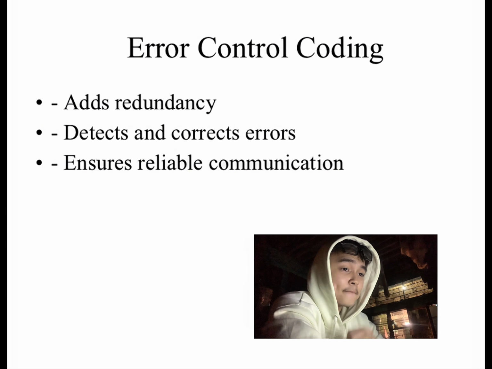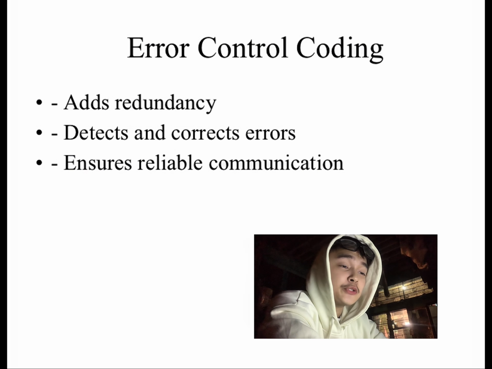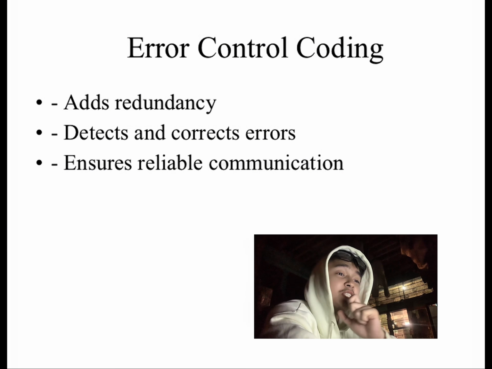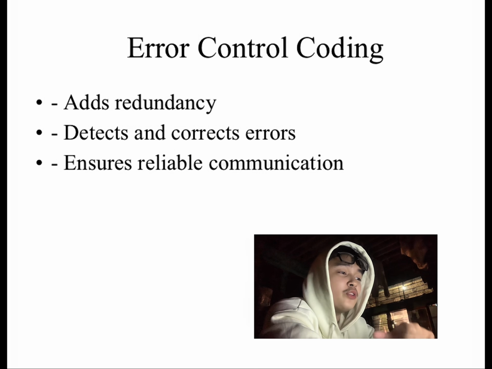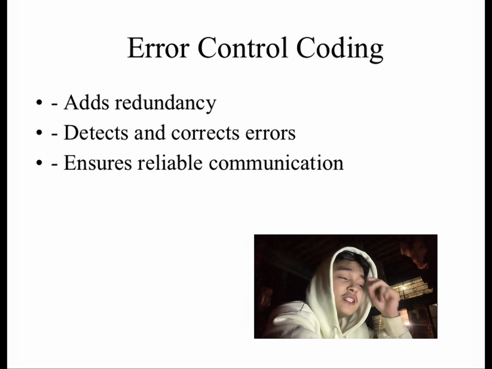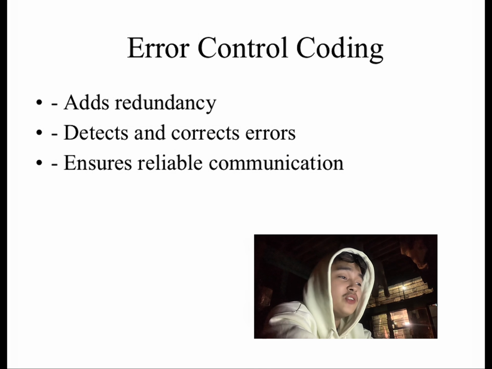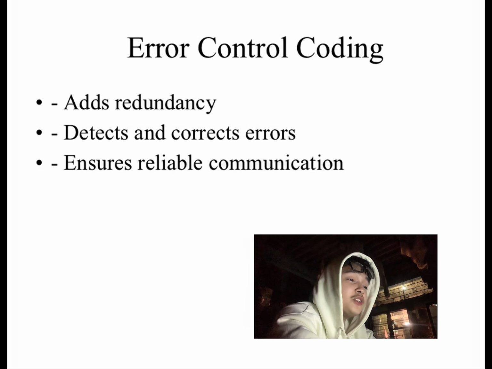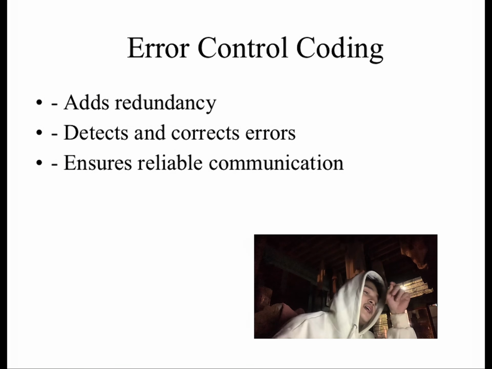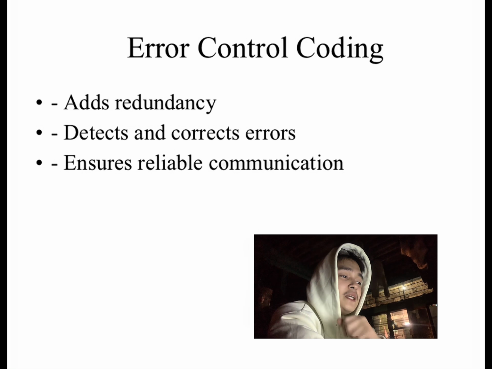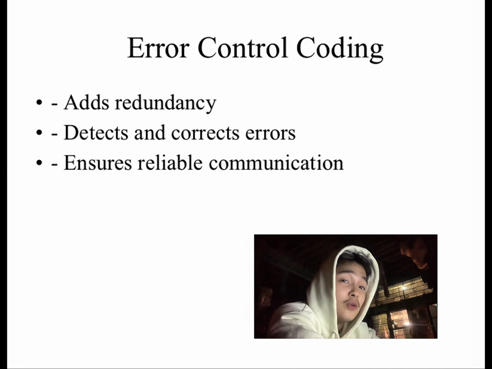And the next slide, error control coding. But compression isn't enough. We also need reliability, and that's where error control coding comes in. This technique adds extra information so that even if some data gets corrupted during transmission, the receiver can detect it, and sometimes we can even fix it automatically. This is how we make communication more dependable.